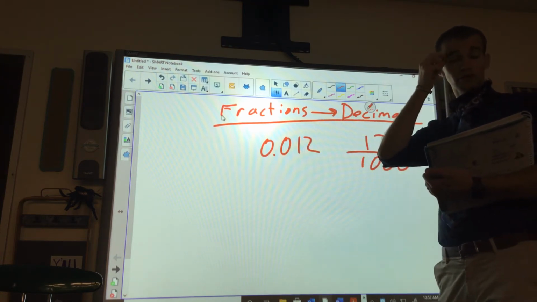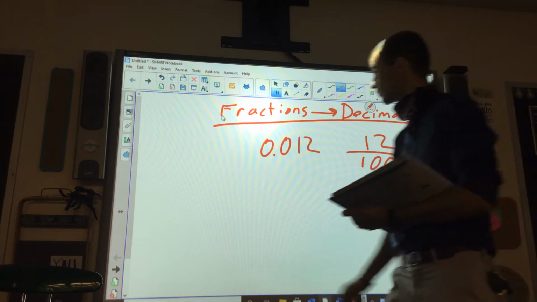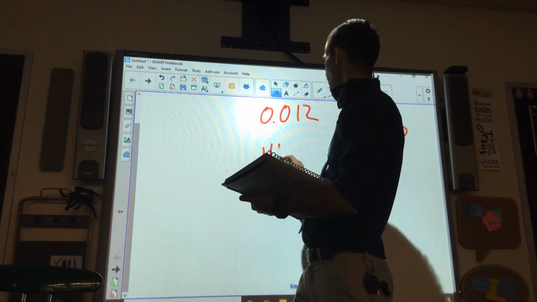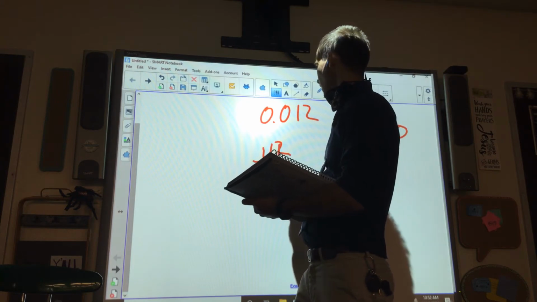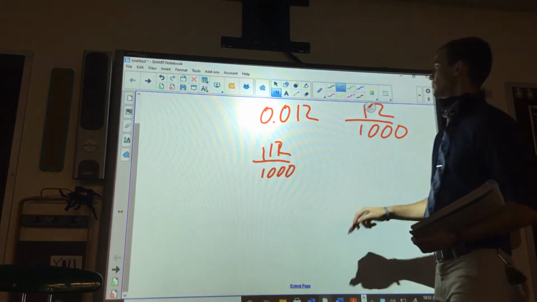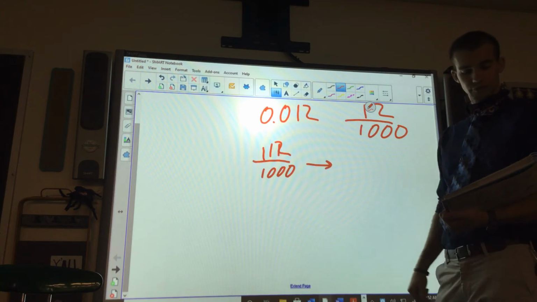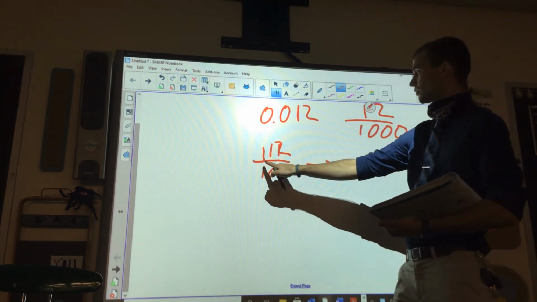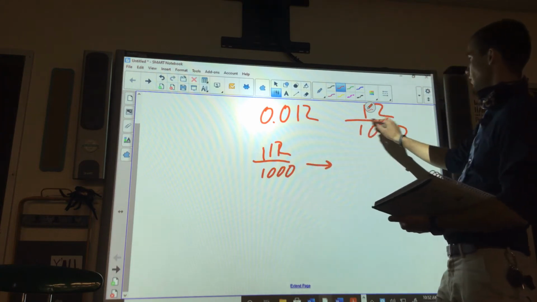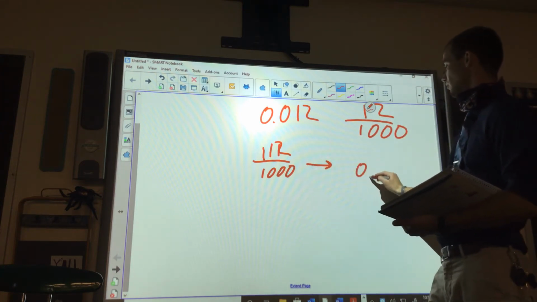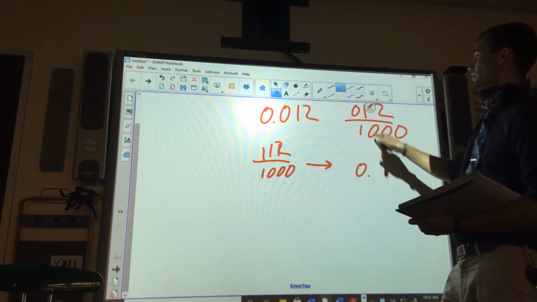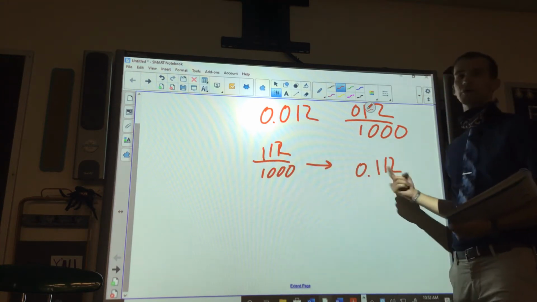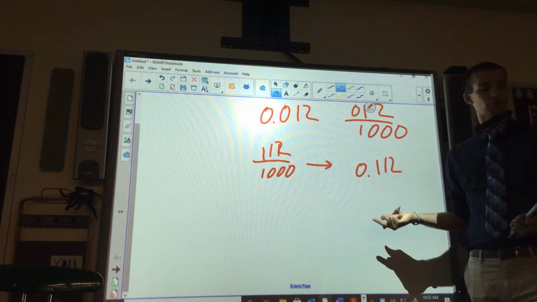The next thing underneath there, it says express 112 over 1,000 as a decimal. If we're turning that into a decimal, it's going to be the same thing. If we look at this right here, we still have the 0, but here there's no 0 in that spot. There's a 1, so it becomes 1, 1, 2. So it's 112 thousandths.